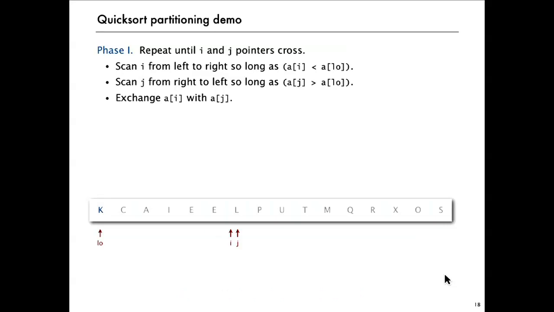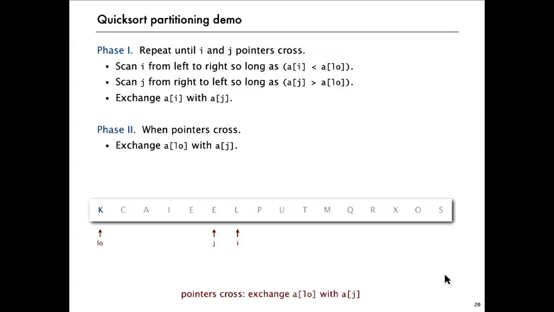Now increment i, stop at the L, which is greater than K. Decrement j, stop at the E, which is less than K. And now at this point, the partitioning process is complete because the pointers have crossed and we've looked at everything in the array. In fact, j points to the rightmost element in the left subfile. That's everything that's not greater than K, so we can just exchange j with our partitioning element, and now we've achieved the goal of partitioning the array so that a of j is in its position, nobody to the left is greater, nobody to the right is less.